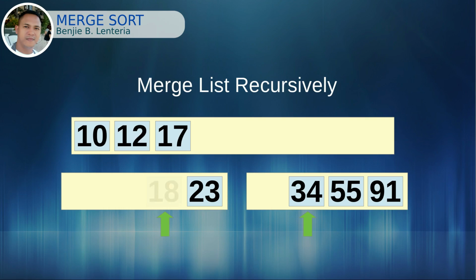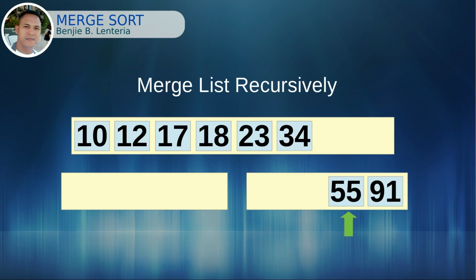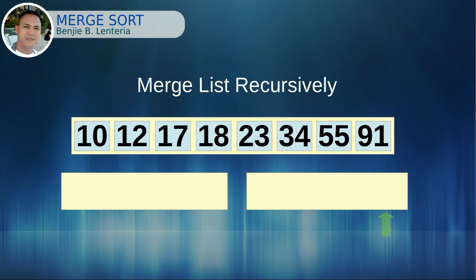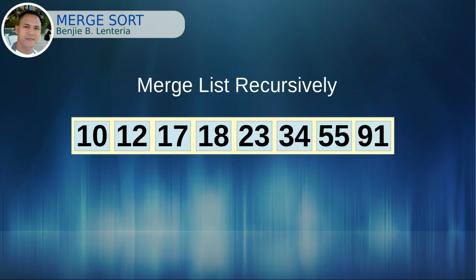Then 18, then move to the next. 23, and since there's no other element on that list, the pointer will be discarded. Also, since there are no other elements on the left side list, all the elements in the right side list will be inserted in that order. So 34, move to the next. 55, move to the next. 91, and finally, we have our sorted list. So that's how merge sort works.